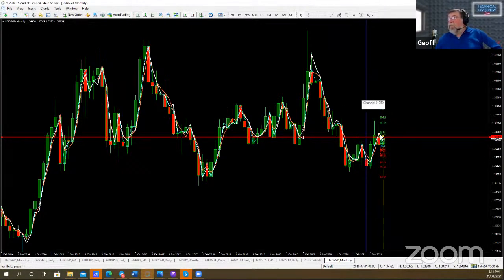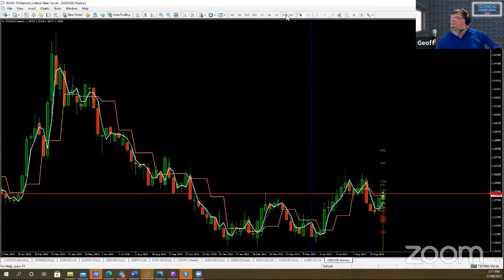Kind of no man's land. But it has put in a tweezer top on the monthly pivot. Sorry, on the monthly chart at a significant level. And it's a lower high. So I'm with you directionally. All we've got to do now is narrow it down and see if we can find a trade.